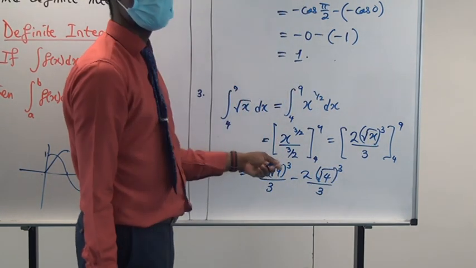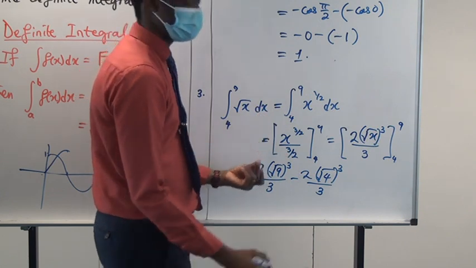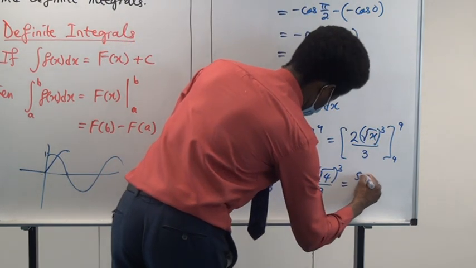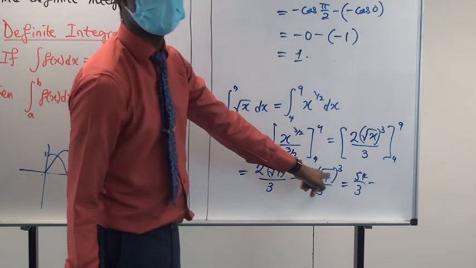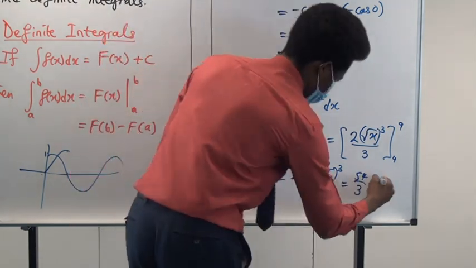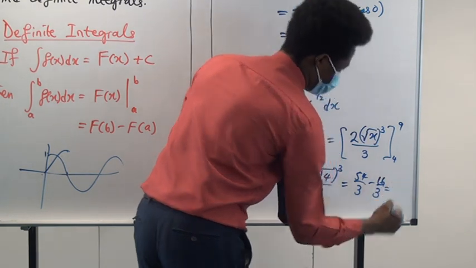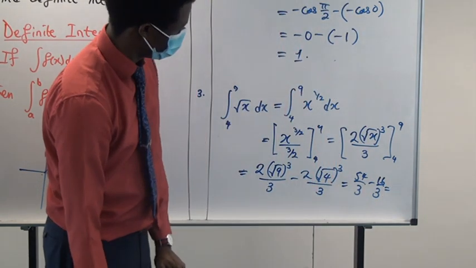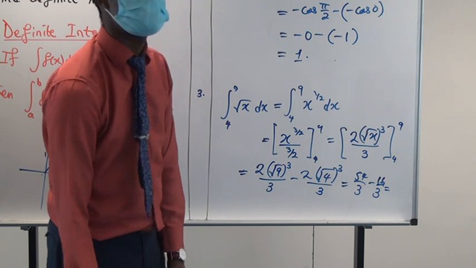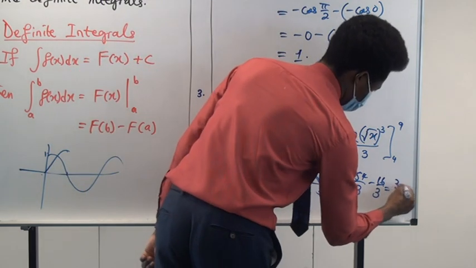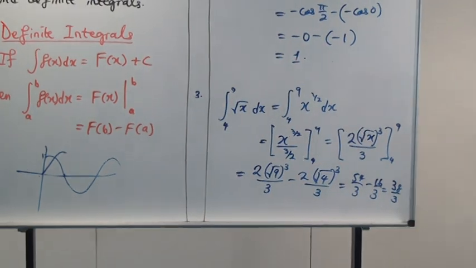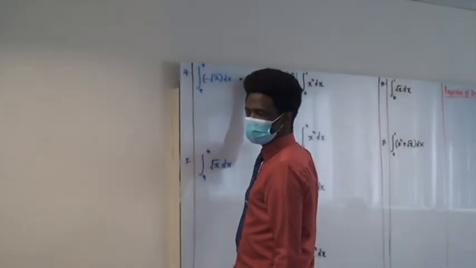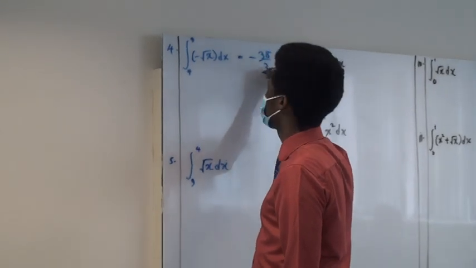So the square root of 9 is 3, raised to the power 3 is 27, times 2 is what? 54. Yes? And this gives me 8, times 2 is 16. So what is 54 minus 16? 38. Right? 38 over 3. So you will notice that similarly, this is going to be minus 38 over 3.